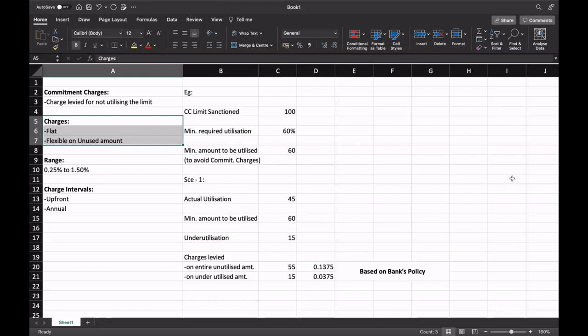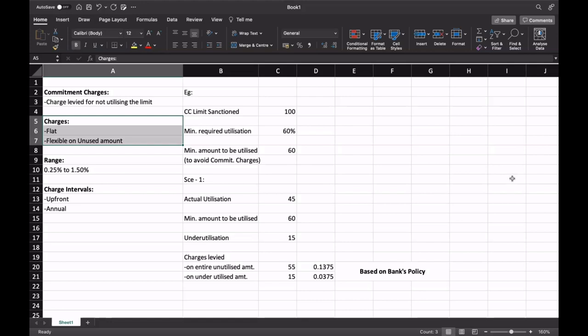And this charge will be refunded at the end of the tenure of this facility if you have made optimum utilization of the limit. Commitment charges are levied only when you are not utilizing the required level. If you are utilizing it fully, the need for commitment charges does not arise. So as a safety measure, the banks will collect that money upfront and refund it to the borrower at the end of the tenure of that facility if the borrower has made optimum utilization of the facility.